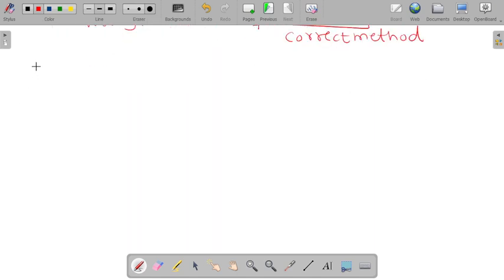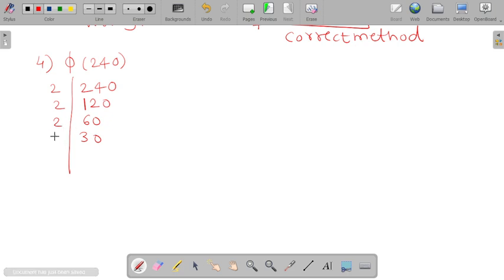Now the next question is phi of 240. So first of all, we will divide this 240. 240 divided by 2, we get 120, then 60, then 30, after that 15, then 5, then 3, then 1. Okay, so you can observe here, you got 4 times 2, 1 time 5, and 1 time 3.